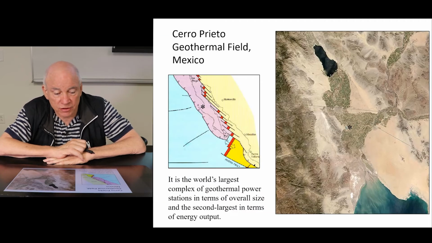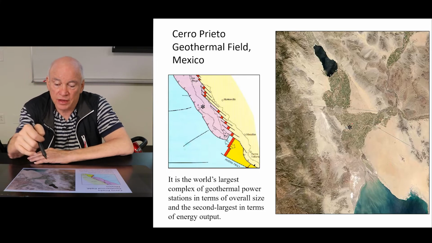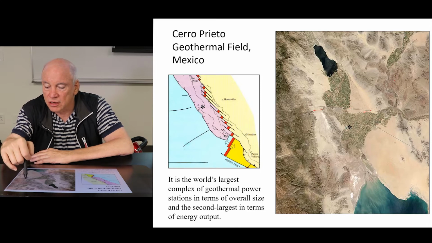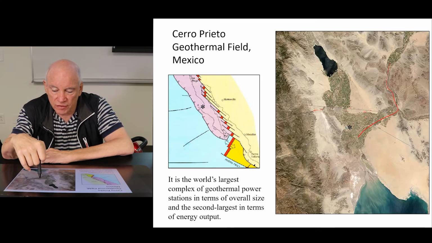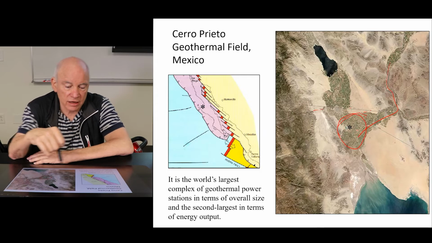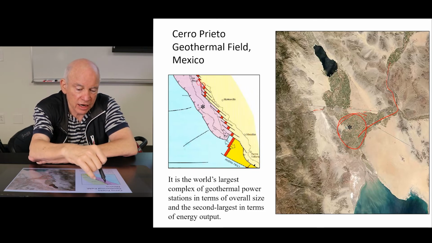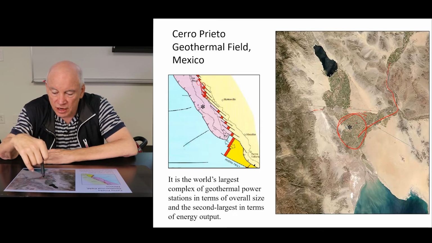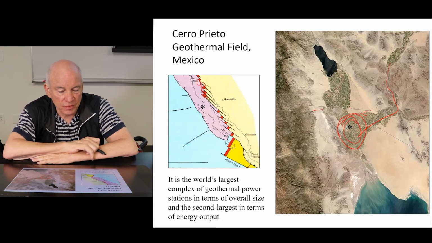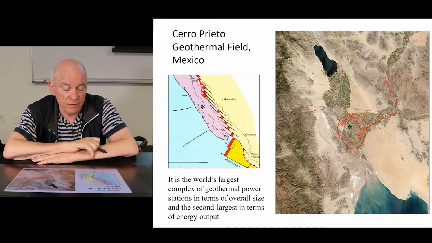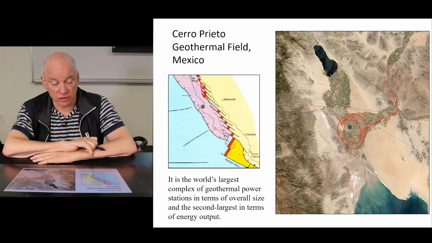So here's the Cerro Prieto field in Baja California. It's right here. That's the Salton Sea. That's the California-Mexico borderline. This is Arizona. That's the Colorado River coming in. And so you've got a lot of water. You're in this sort of delta of the Colorado River, and you've got this mid-ocean ridge spreading center that's coming up through here. So you've got a lot of hot rocks associated with seafloor spreading underneath these sediments. This Cerro Prieto is the largest complex of geothermal power plants in terms of overall size in the world, and the second largest in terms of energy output.